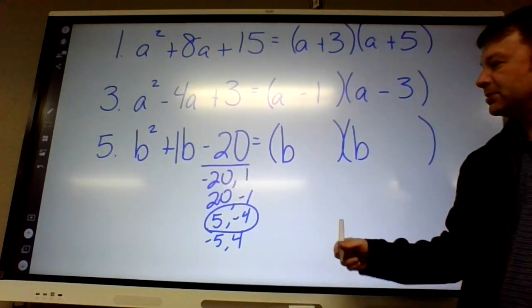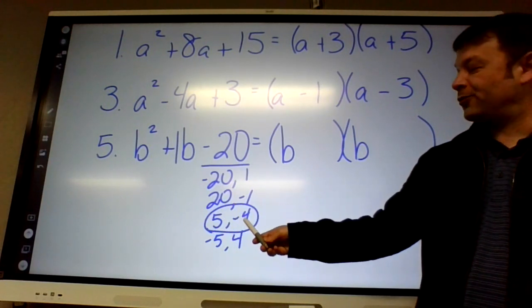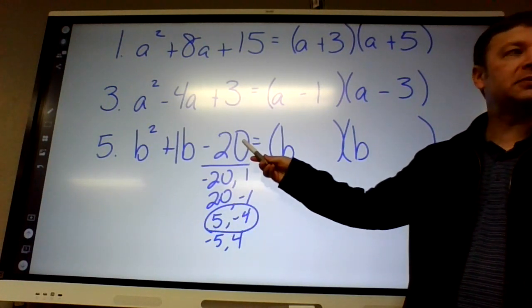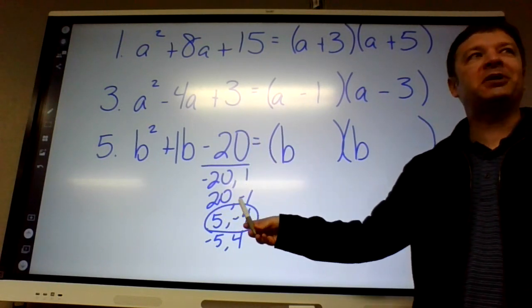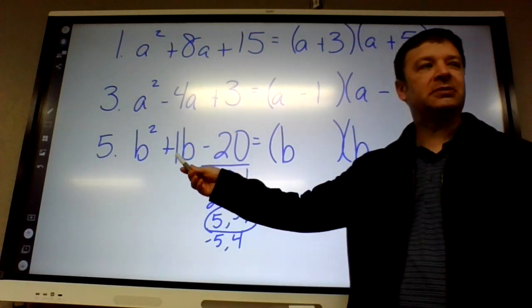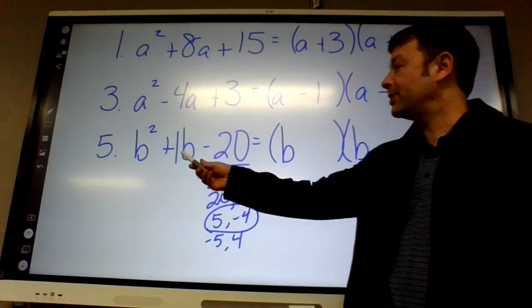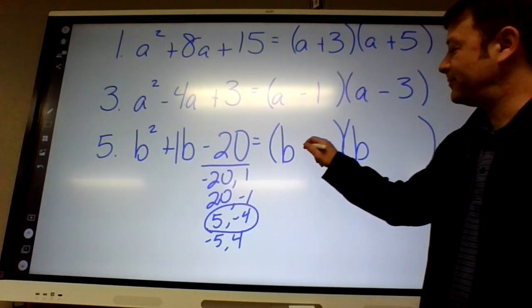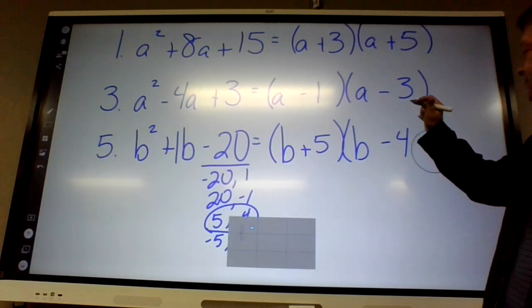My pea brain can't comprehend this. Okay. 5 times negative 4 is negative 20. Right? Yeah. And what's 5 plus negative 4? 1. Or you could just do 5 minus 4. Yeah, 5 plus negative 4 is the same thing as 5 minus 4. So it's a positive 5 and a minus 4.